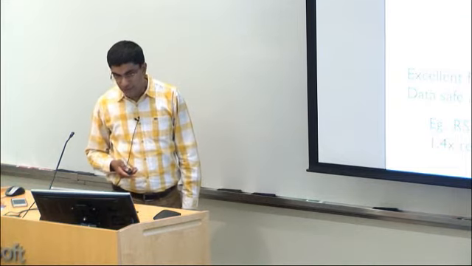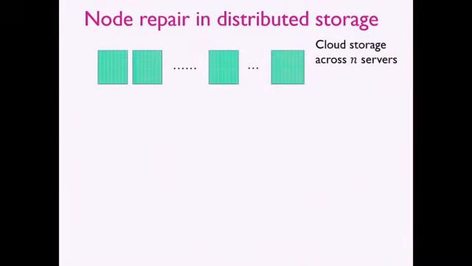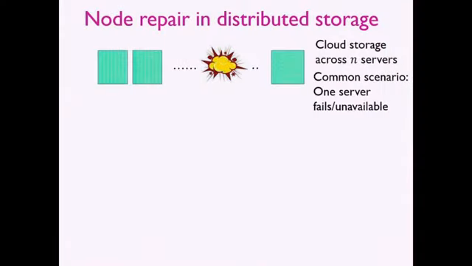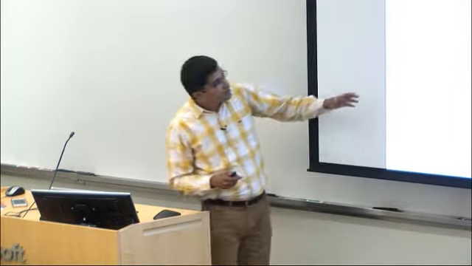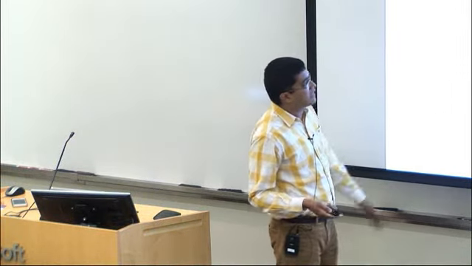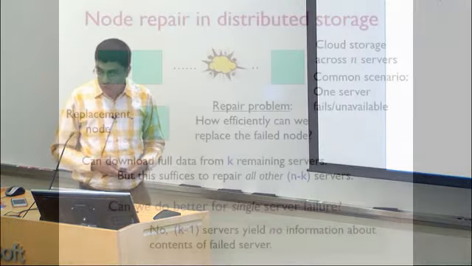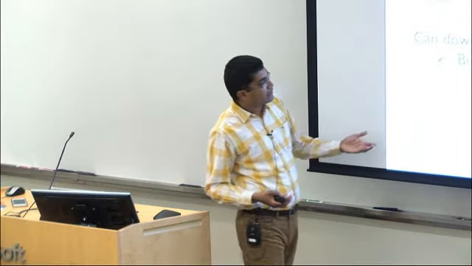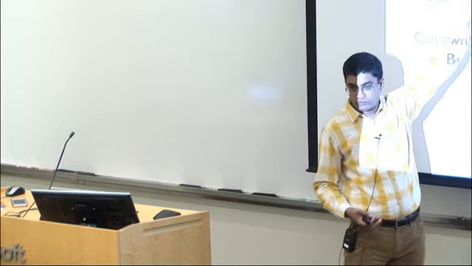Why am I saying this? The point is one thing which is very common in distributed storage now, and Sergei knows a lot more about this than I do, so ask him for the practical connections, is that one server fails or becomes unavailable. So you would like to repair it, because you would like to maintain the system redundancy. So the question is, how can you efficiently repair this node? Now what you could do is, well, nothing terrible has happened. You can get the full data from any k servers.